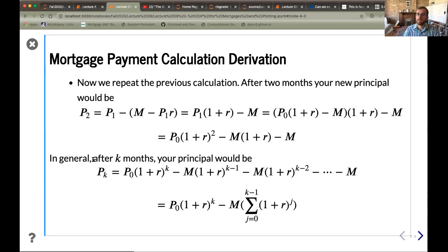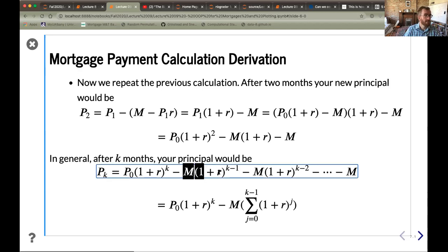I leave it to you to convince yourself that after K months, your principal would be PK, which is equal to P0 times 1 plus R to the K. Again, that's the principal that would have accrued if you made no payments, meaning M is 0. And then you get to save yourself the interest on M after K minus 1 months. Also, and that was because you made a payment of M in that first month. And then you made a payment in the second month and you saved 1 plus R to the K minus 2 interest off of that.